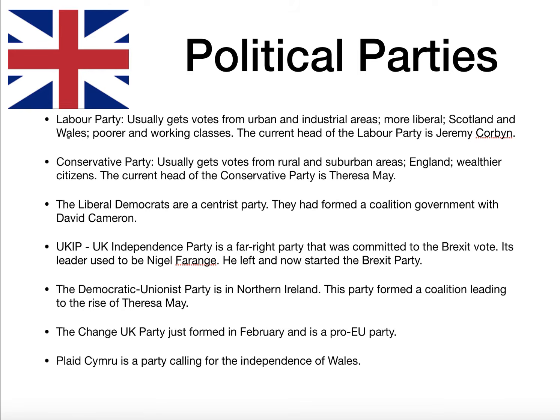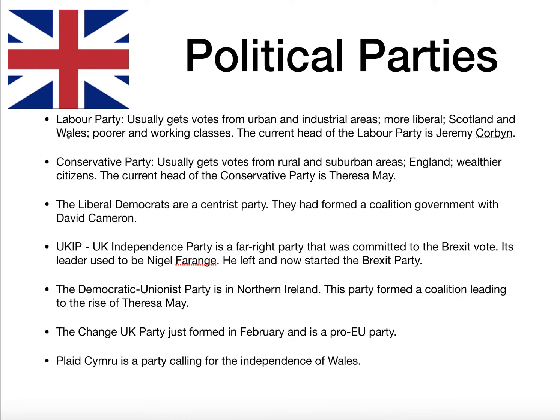UKIP is the United Kingdom Independence Party. That is a far-right party that was dedicated to the Brexit vote. The leader used to be Nigel Farage. He has since left and actually now formed his own party, which is called the Brexit Party.